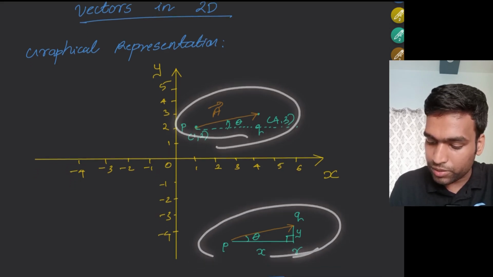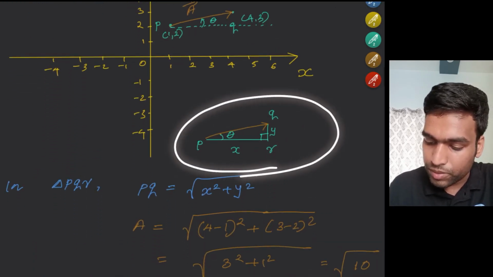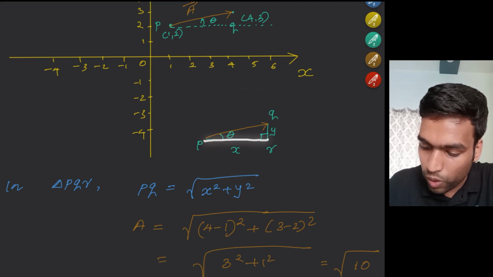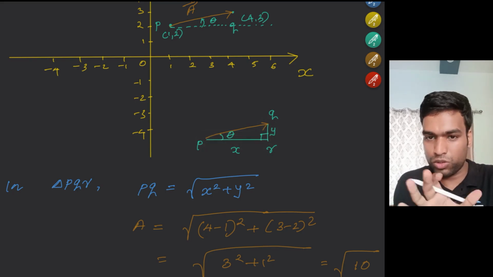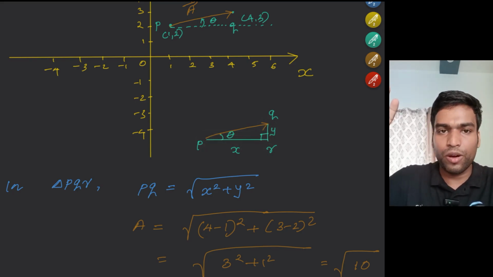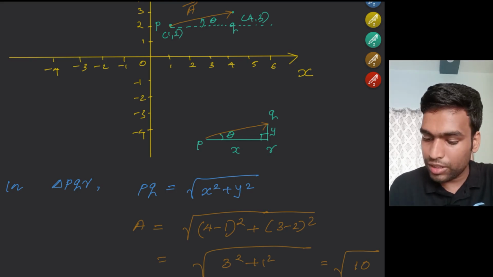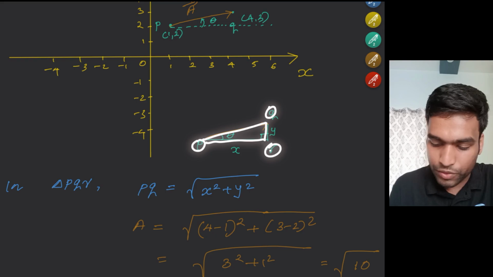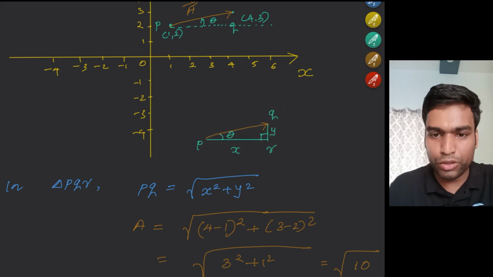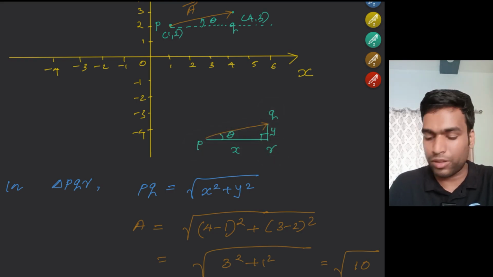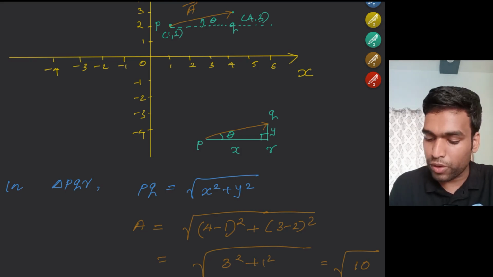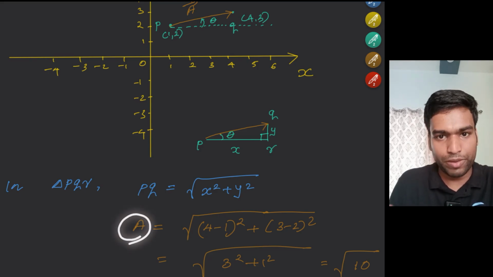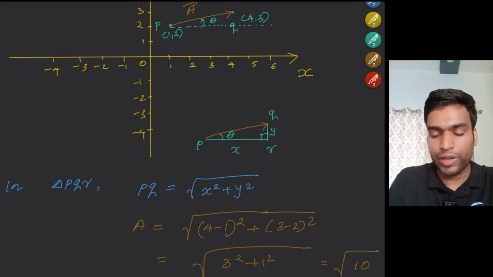And this vector has an x component, basically the horizontal x distance, and a y component, the vertical y distance. Now in the triangle PQR, the length of PQ you can find using the Pythagorean theorem. PQ is equal to the square root of x squared plus y squared, which is exactly equal to the magnitude, because magnitude is the length of the vector, right?